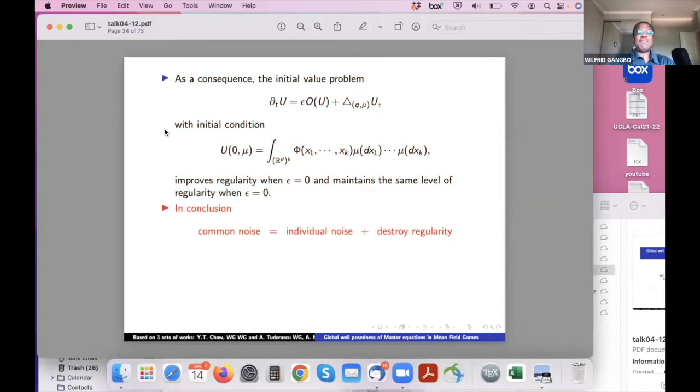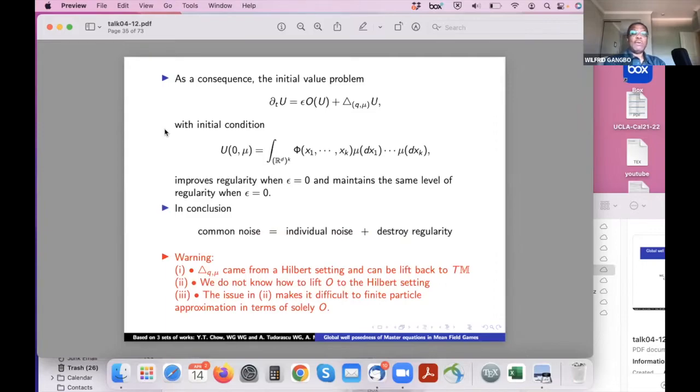In conclusion, we have that the common noise is the individual noise plus another operator. The individual noise improves regularity. The common noise maintains regularity. This means that the second part, which appears in the common noise, is an operator which destroys regularity. And you can see that clearly if you do a Fourier analysis in the class of initial value functions I wrote earlier.